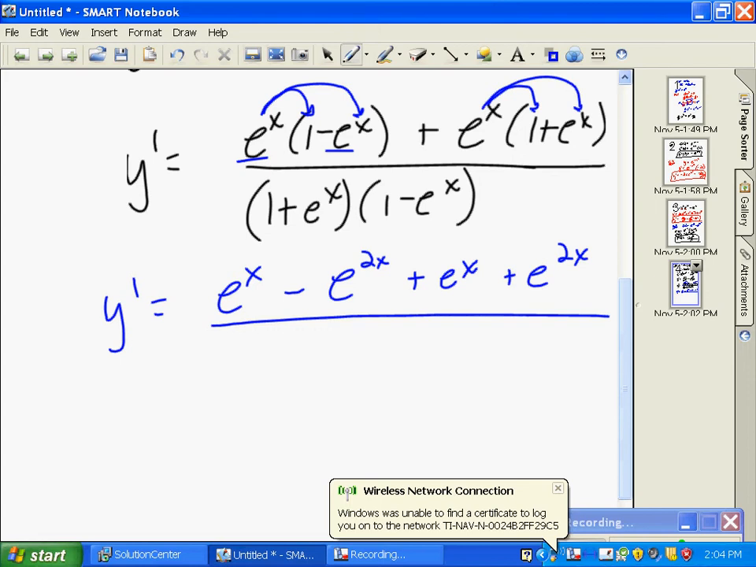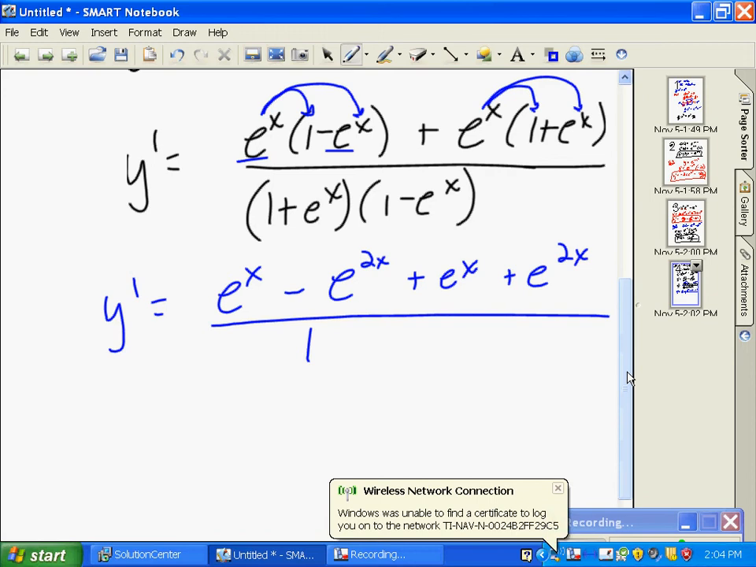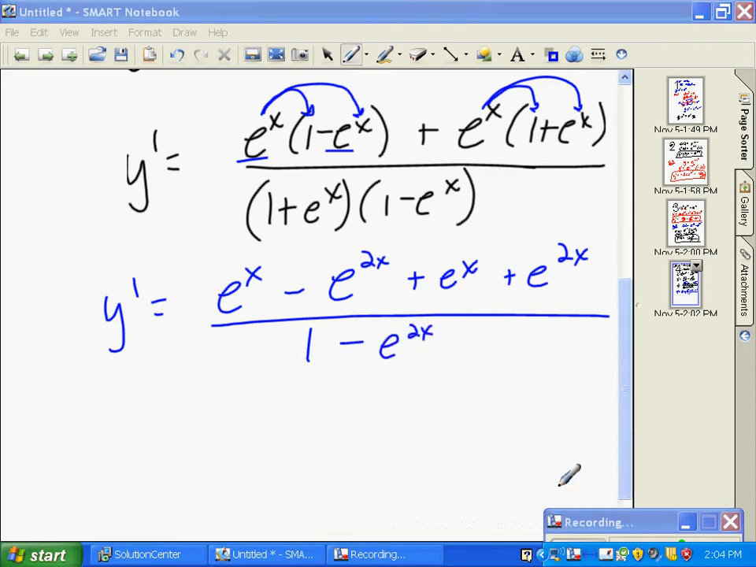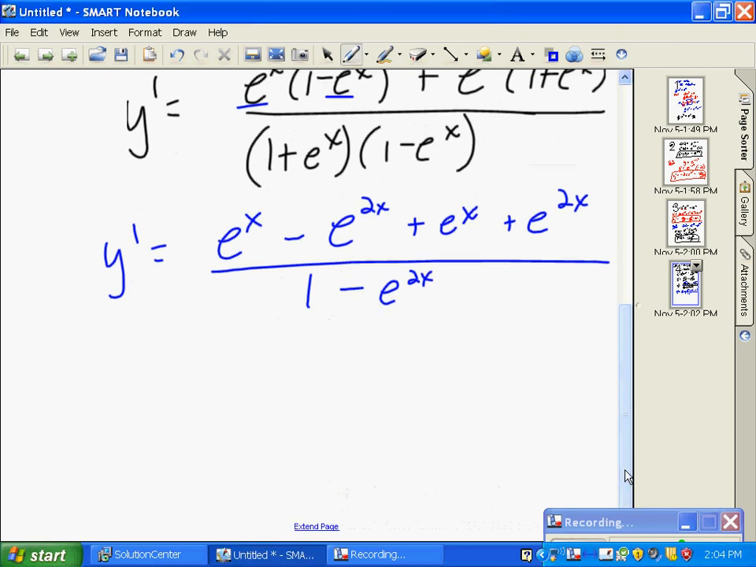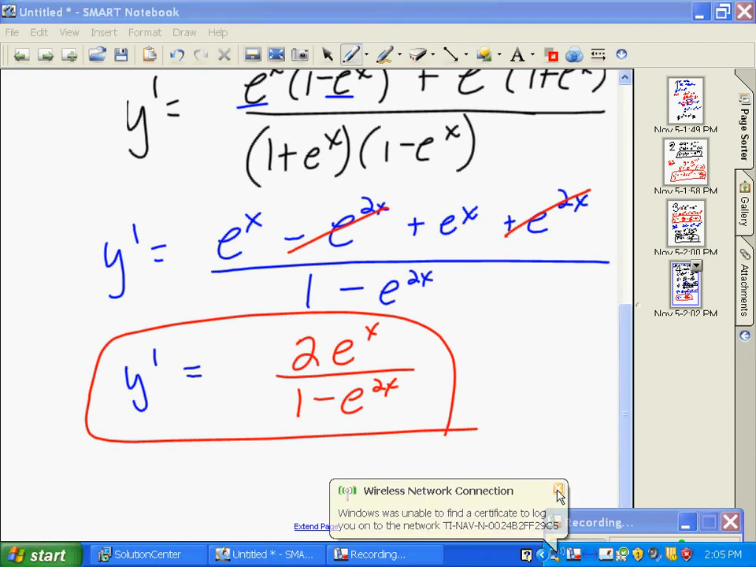My denominator, when I do FOIL and multiply the first terms together, the outside and the inside is going to cancel since they're conjugates. Multiply the last terms together, I'm going to get e to the 2x. So my final answer, let's see here, that negative e to the 2x will cancel out with that positive e to the 2x. So I'm going to get a 2 e to the x all over 1 minus e to the 2x. There's my answer.